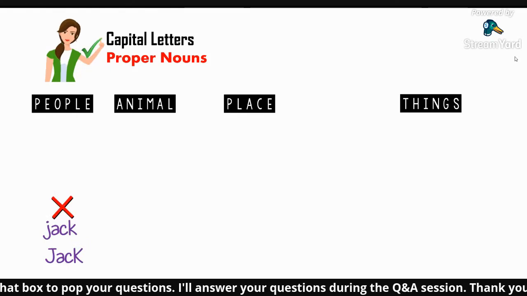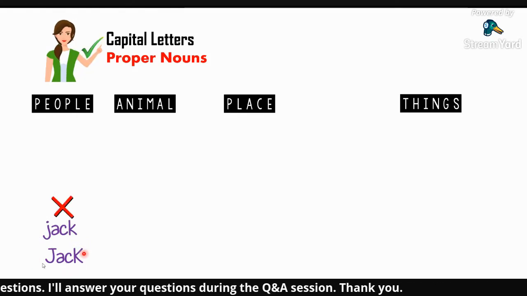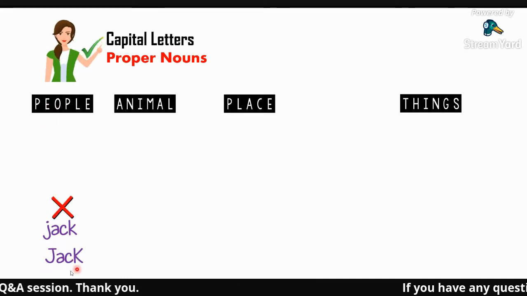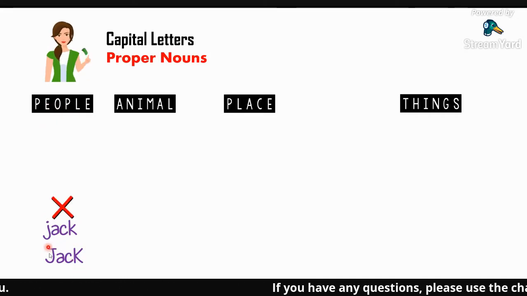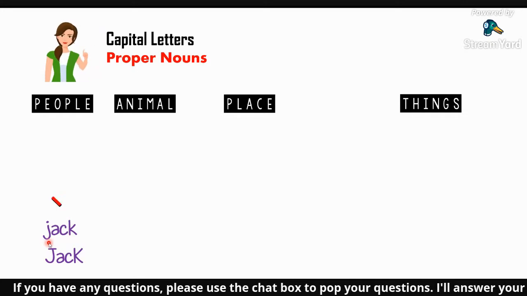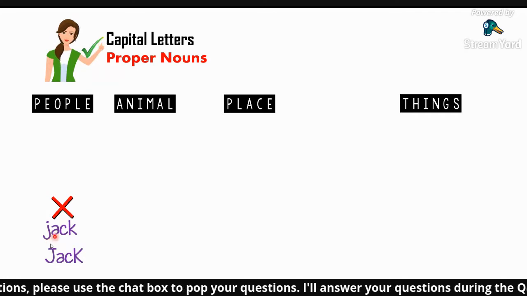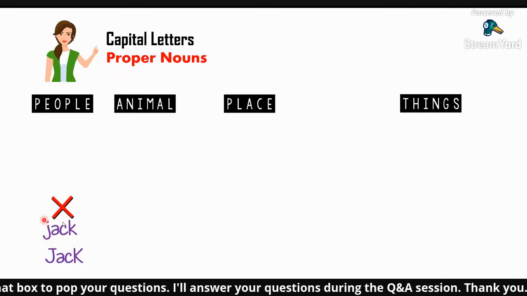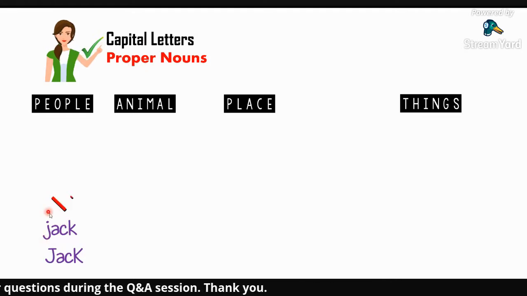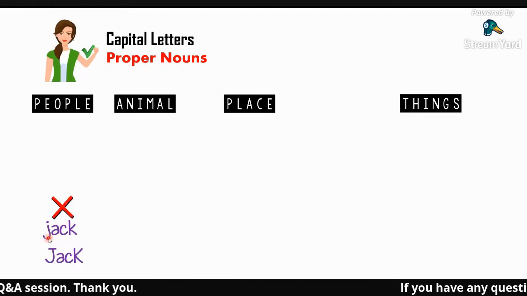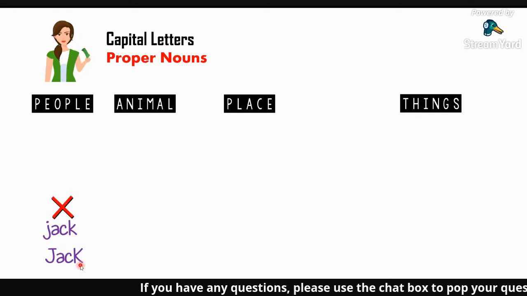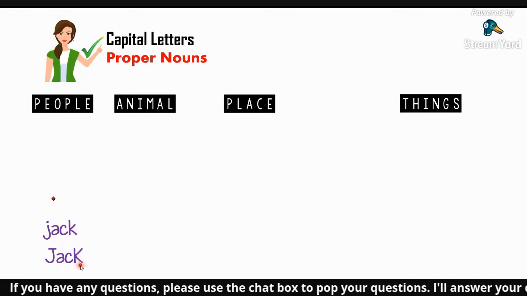Under people, we have the word Jack. So Jack is a person. Now, if you look here, the letter J is in lowercase. This is not correct, because the name of a person is actually a proper noun. It should be written in uppercase. Now, if you look at the second word, it is correct. But if you look at the K, it is in capital.